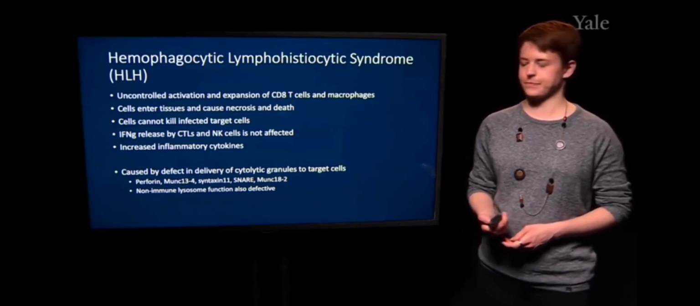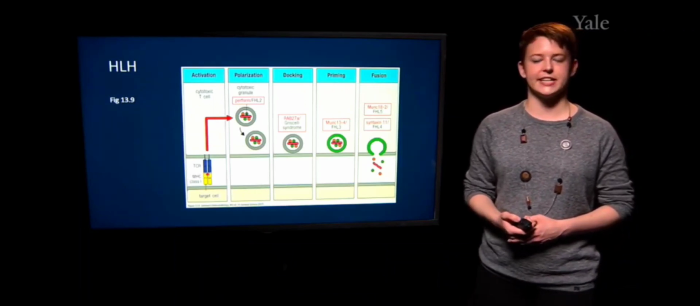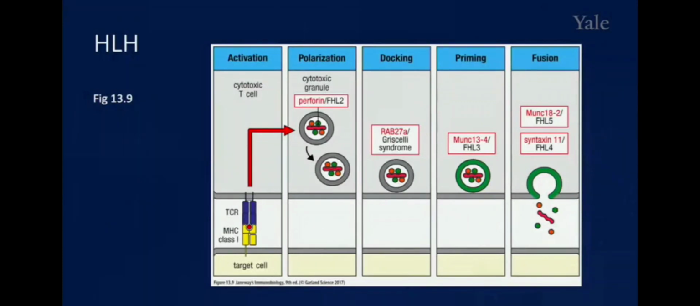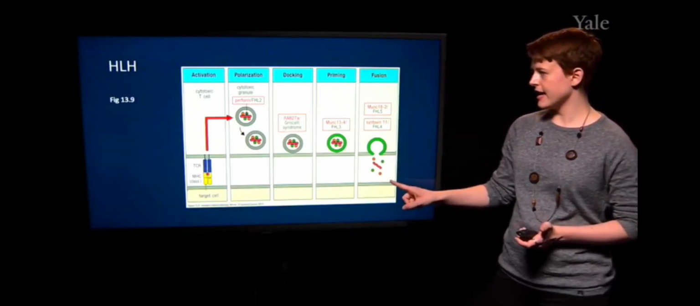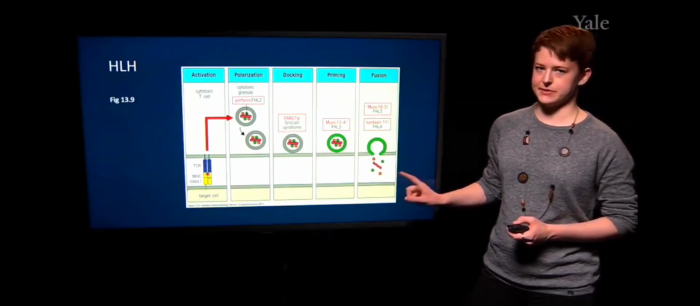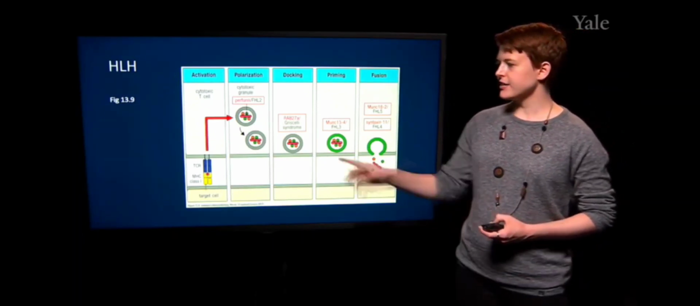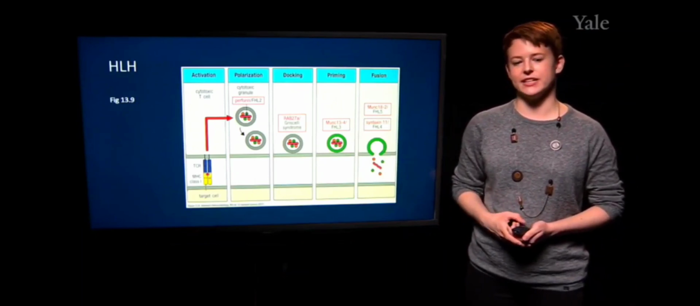And here you can see an example. So this is figure 13.9 in your textbook. So we can see T cell activation, and then perforin would normally be released. So we can see a docking with the target cell, priming to dock, and normally the cell would fuse and release the cytotoxic granules. And you can see here they've highlighted in red the specific genetic defects that will interrupt each step of this process.